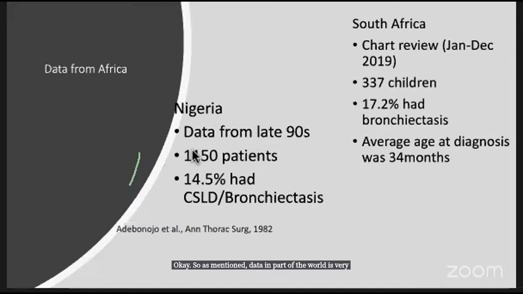Now, people are getting aware, more data is coming up. So this data from Nigeria was as far back as 1982. They found out of 1,050 patients, it was 14.5% prevalence. And then this was more recent, in 2019 from South Africa, as a retrospective folder review. And then they found a prevalence of 17.2%. Okay. And the average age at diagnosis was 3 months.